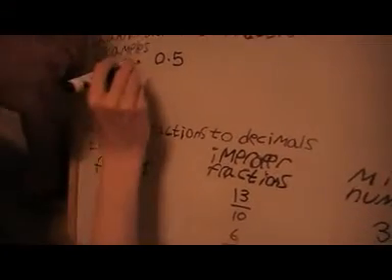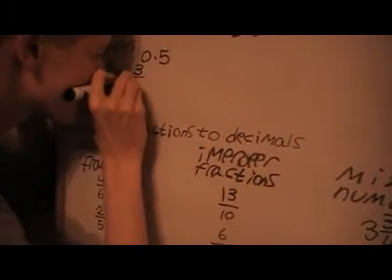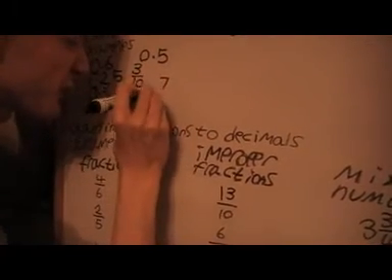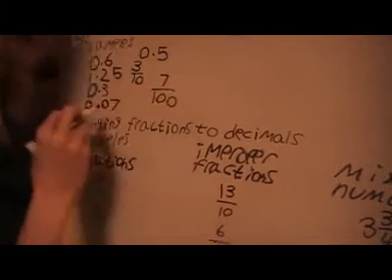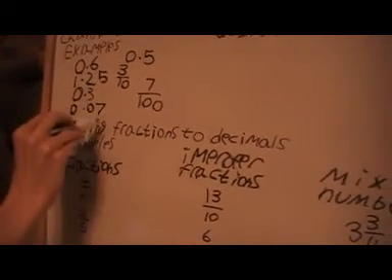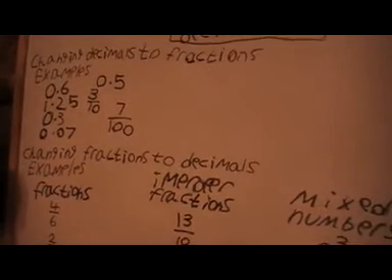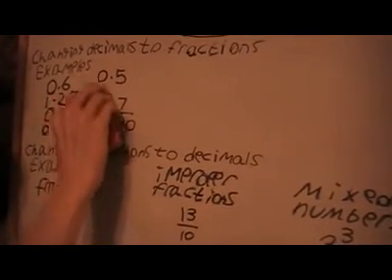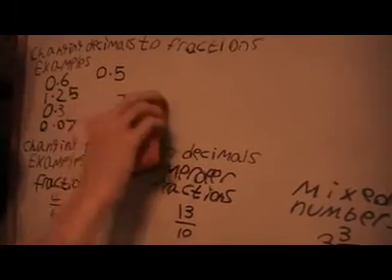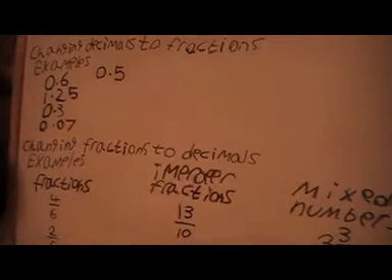And this next one's just going to be 3 over 10 because that doesn't simplify, and the next one's just going to be 7 over 100 because I've got 2 numbers here after a decimal point, and also it doesn't simplify like the other one. So that's how we change decimals into fractions.